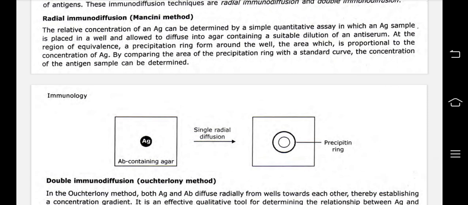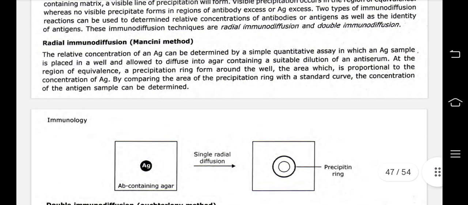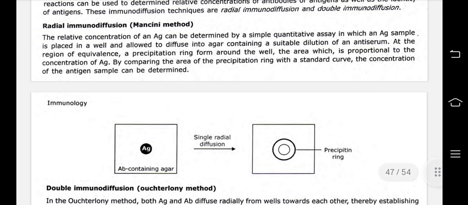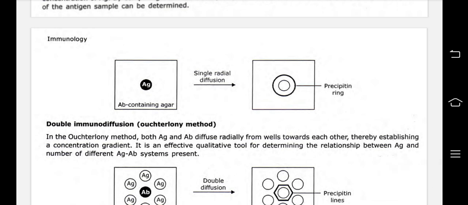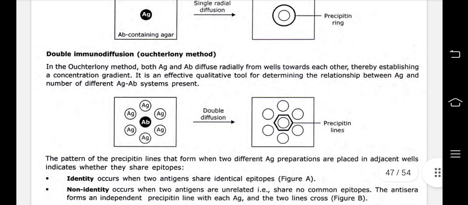There is a radial immunodiffusion technique, also called the Mancini method. The relative concentration of an Ag can be determined by a simple quantitative assay in which an Ag sample is placed in a well and allowed to diffuse into agar containing a suitable dilution of an antiserum. At the region of equivalence, a precipitation ring forms around the well, the area of which is proportional to the concentration of Ag. By comparing the area of the precipitation ring with the standard curve, the concentration of the antigen sample can be determined. So here we could see Ab-containing agar, single radial diffusion, precipitation ring, then double immunodiffusion.